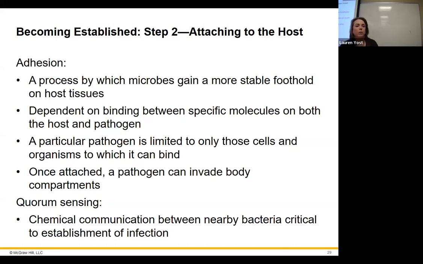All right. Now you got into the body. Now we have to attach to wherever you're going to be growing up. You're going to adhere. You're going to get your foothold on your tissue. This is usually going to be achieved by bacterial fimbriae. Remember those guys? They're for attachment, like the flagella, but not, right? So flagella for motility, fimbriae for attaching. Or with the capsule and the slime layer, those sticky coatings can allow for attachment as well.